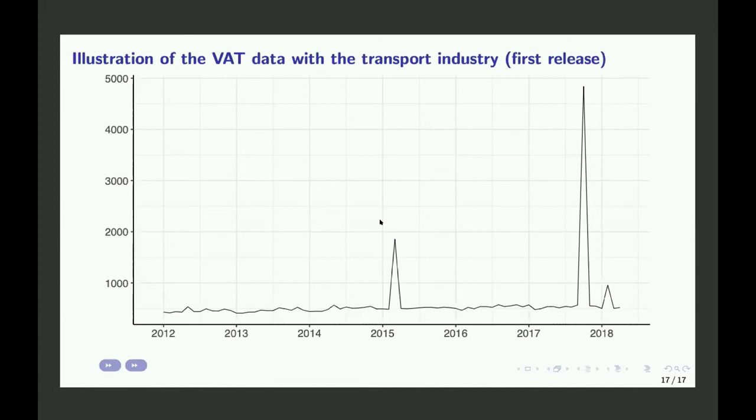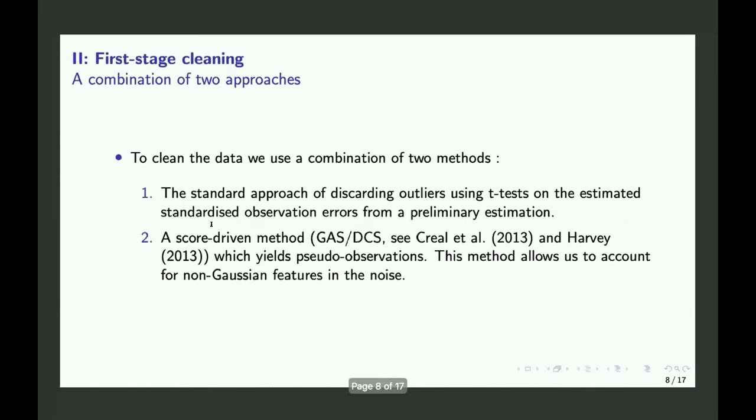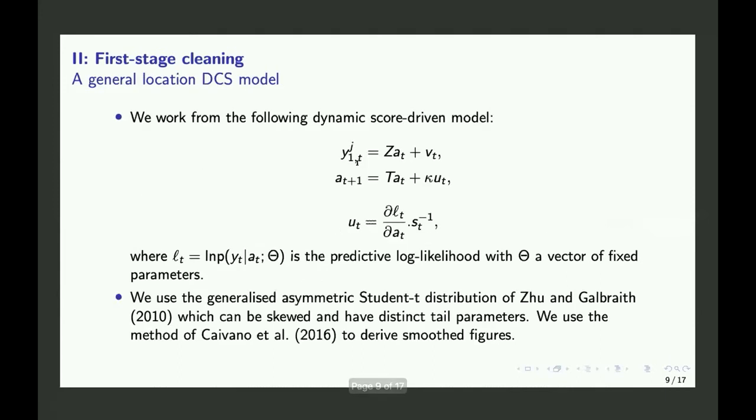So what we have done is that we use a nonlinear method or score-driven method. They are called GAS or DCS. And they are very close to the state space model, but then we can break free of the assumption of normality of the data. And so we set a model very similar to the state space model, but we assume that the prediction error vt can come from any kind of distribution.